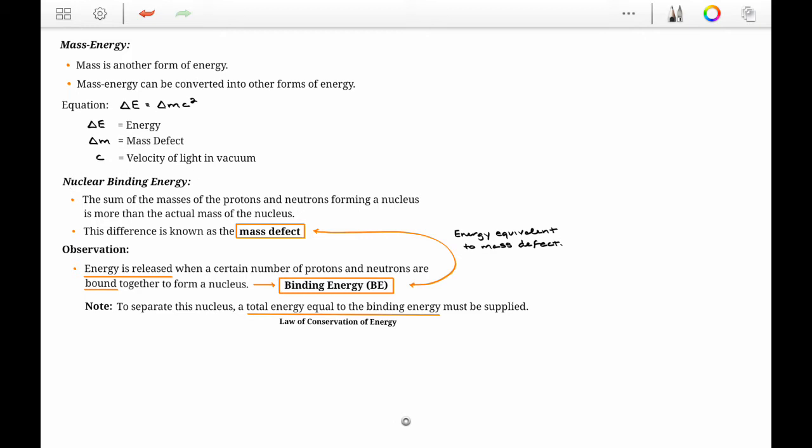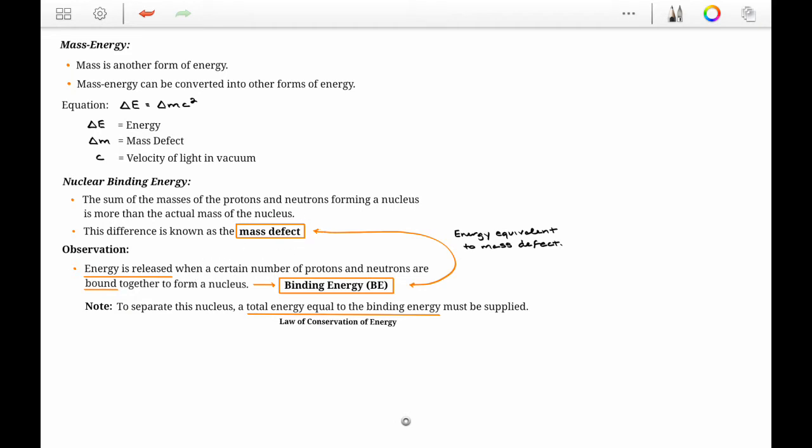If you consider the sum of the masses of the neutrons and protons that form a nucleus, this sum of the masses is actually more than the actual mass of the nucleus. Whenever you have a difference in the mass, then you're going to have this mass defect, and this is what it's described as.